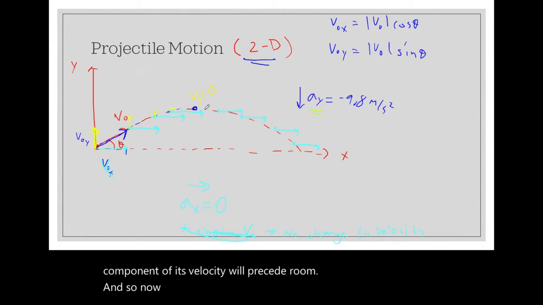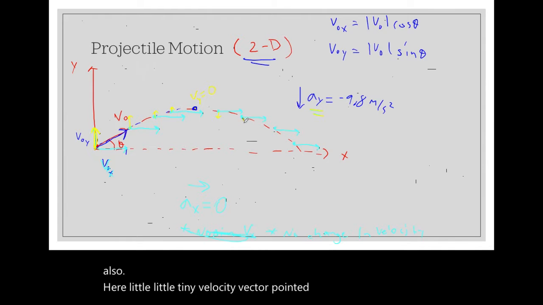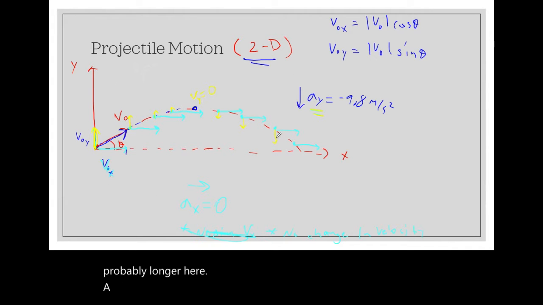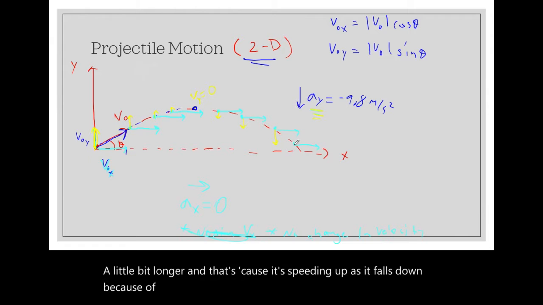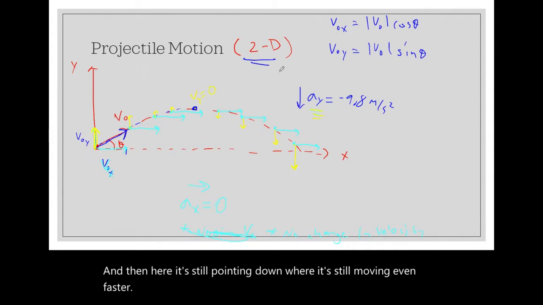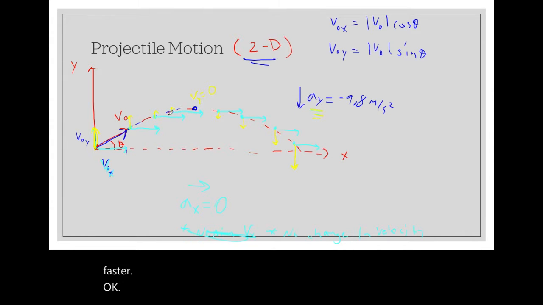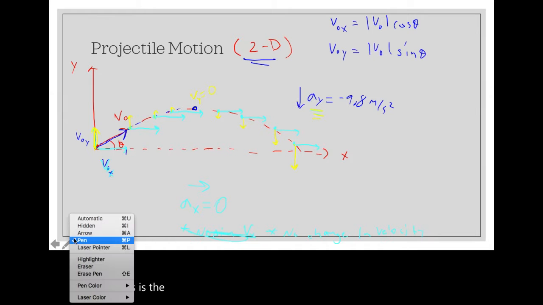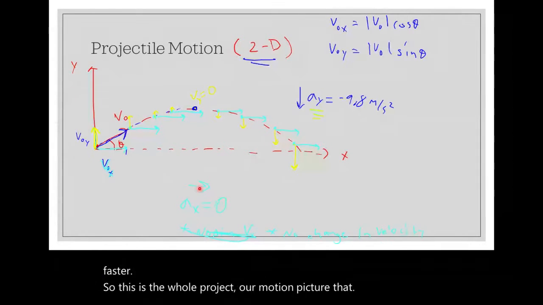And so now, the ball, rock, whatever it is, starts to fall downwards. Here, got a little tiny velocity vector pointed downwards. Here it's a little bit longer. Here, a little bit longer. And that's because it's speeding up as it falls down because of gravity. And then here, it's still pointing downwards, still moving even faster. Okay. So this is the whole projectile motion picture that I wanted to get down.